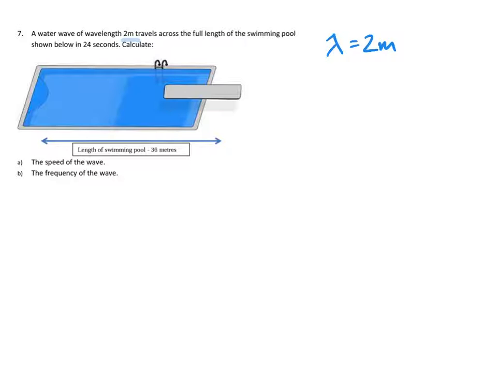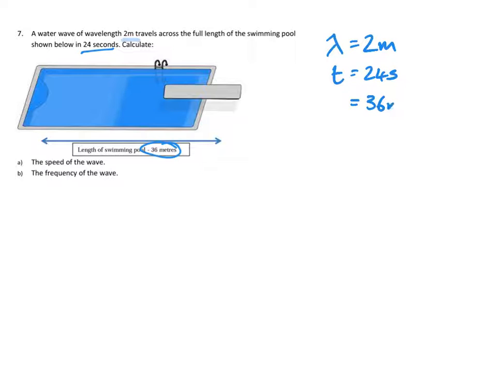And then it tells me it takes a time of 24 seconds. Now that's not a special time, it's not a period, it's just a time. It's a time for the waves to travel the length of the swimming pool. But the other thing you've got to see in this question is that sometimes the information's on the diagram. So what I have is a length of the swimming pool on the diagram.